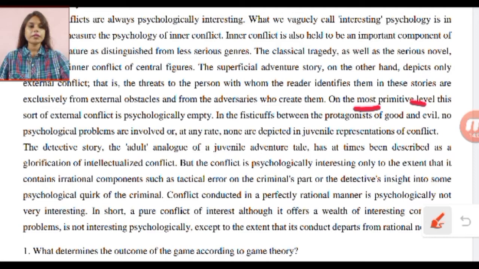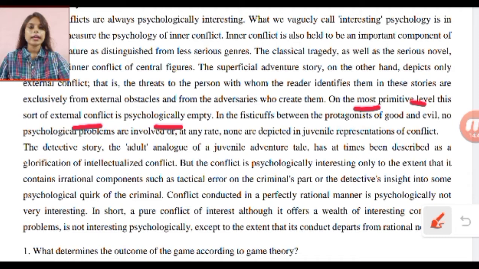On the most primitive level, this sort of external conflict is psychologically empty. So they are talking about the external conflict being psychologically empty, because we can see everything that's going on, what has caused it, what is its effect. So psychologically, what is interesting? The internal conflict is quite interesting because it arouses some sort of excitement within us, as to what is leading to this conflict. So that is what the passage is trying to say.